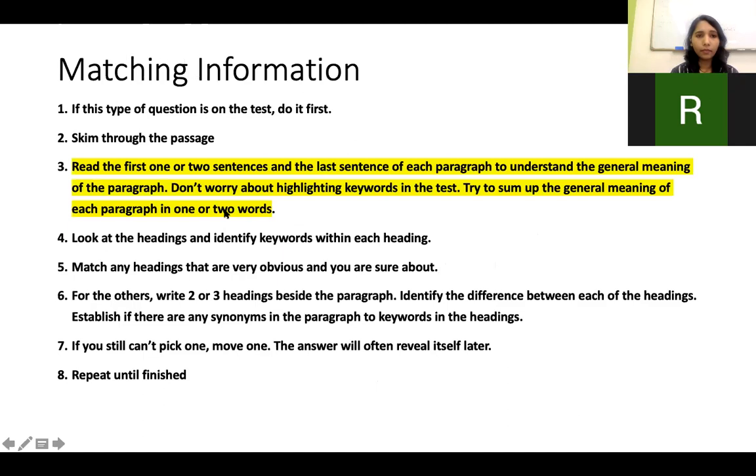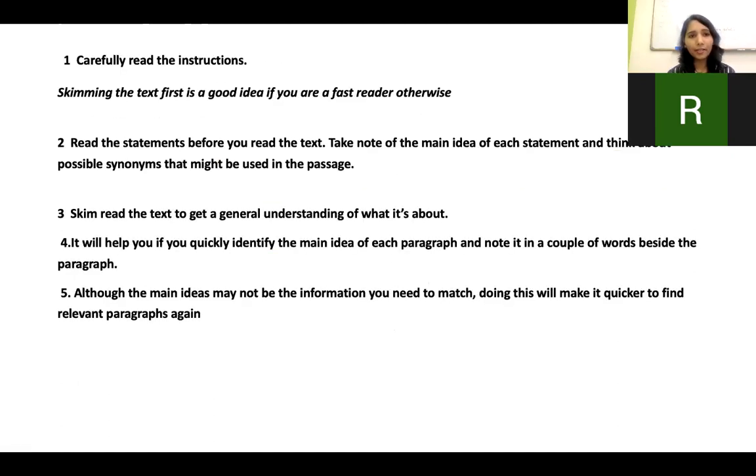And for matching information, this is a very common type of question that you'll find. So if you find this type of question in your test, do it. Skim through the passage and read the first 1 or 2 sentences. Always the first sentence and the last sentence are very important here. While you're skimming through the passage, read the first and last sentences carefully because your answer tends to be located there. Even for matching headings and matching information, all of it has the same kind of strategies.